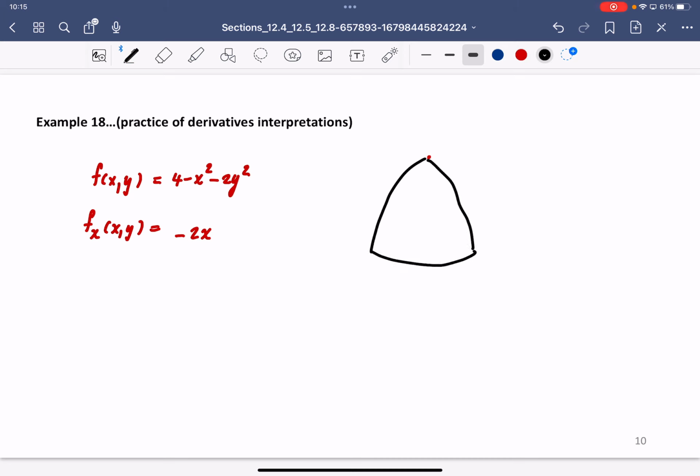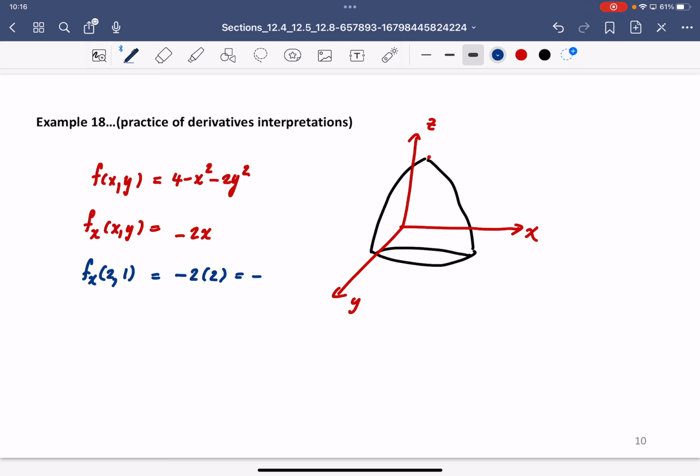You're gonna have a surface here in 3 dimensions. I mean, the picture is not to scale, so I'm just drawing the picture randomly. X is there, z is there, y is there. But what happened is, let's suppose that I plug in y equal to a constant because I just want to know the value when x equal to 2 and y equal to 1. So I'm gonna get negative 2 times 2 here, which is negative 4, right?